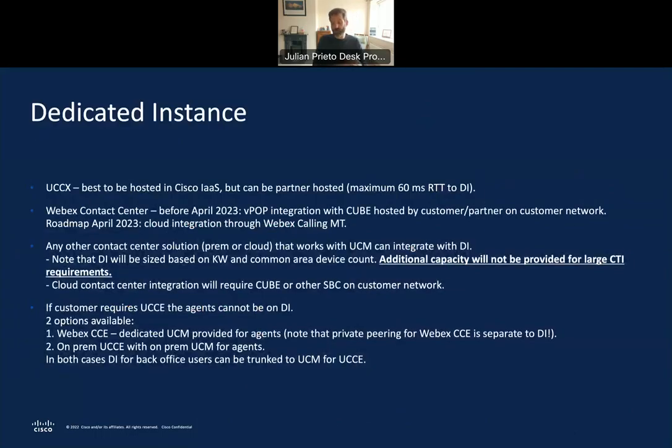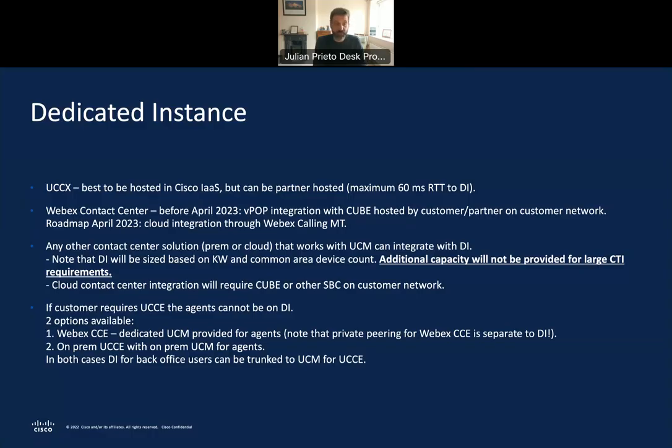So moving on to dedicated instance. This is obviously UCM in the WebEx cloud, so we do have some more flexibility in terms of contact center integration. We have a few options. The first, which we've seen as being quite popular, is UCCX, Unified Contact Center Express, because we do have customers that have on-prem UCM and also have a UCCX and are looking to migrate that to the cloud.